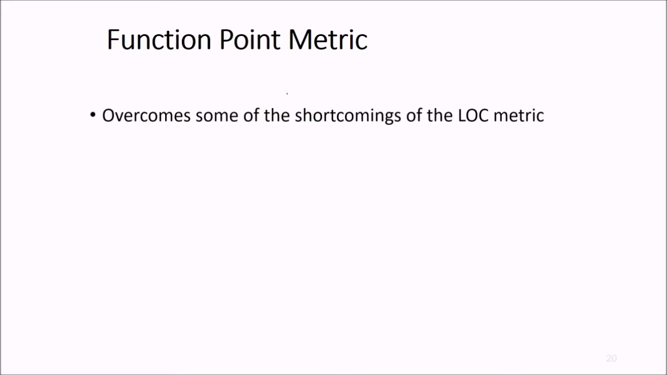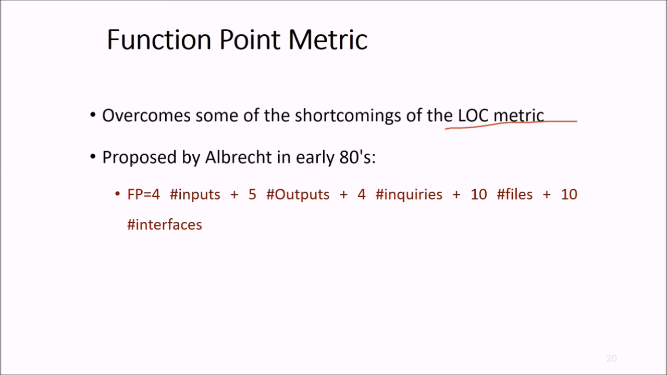Then the other is FPM, or function point metric. This somehow overcomes some of the shortcomings of the LOC metric which we just discussed. This was proposed by Albrecht in the early 80s. This is how he expressed it: FP, or function point, is equal to 4 into inputs plus 5 into outputs plus 4 into inquiries plus 10 files plus 10 interfaces.